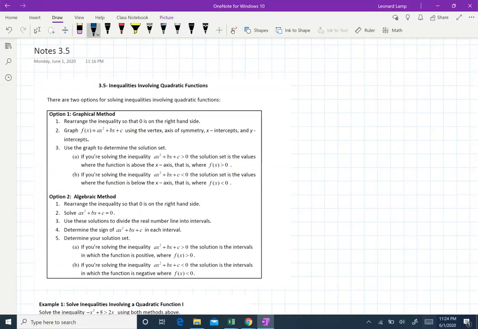All right, last section, chapter 3 is solving inequalities involving quadratic functions. There's two ways I'm going to show you how to do this. Option 1 is called the graphical method, which is basically more visual, and option number 2 is algebraic. You can look at these steps to see how we would do this, but I'm actually going to do them in practice because if I just read them to you, it's not going to make any sense.